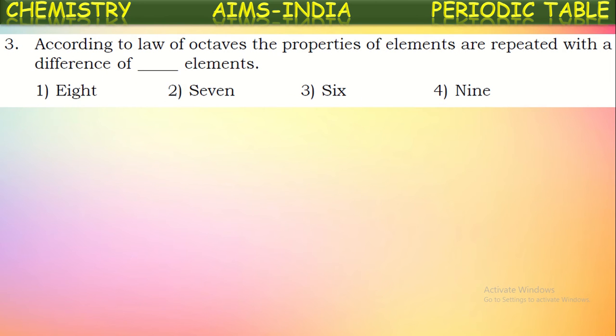According to law of octaves, the properties of the elements are repeated with a difference of dash elements. With how many elements? 8 elements. So this set of 8 elements is called octaves, and in honor of the scientist who proposed this, it is called Newlands' law of octaves. Okay, 8 elements.